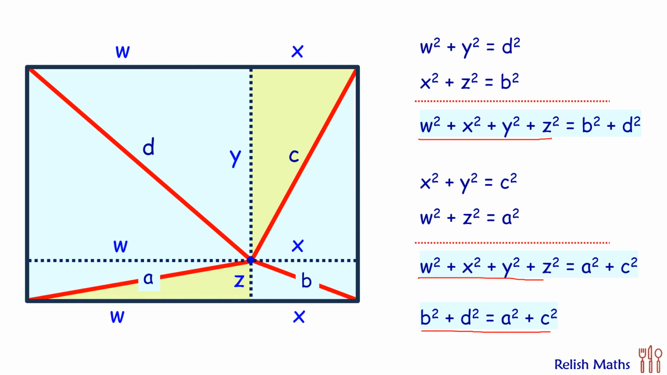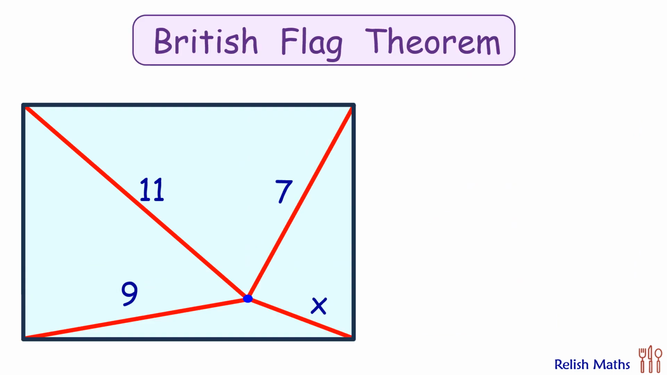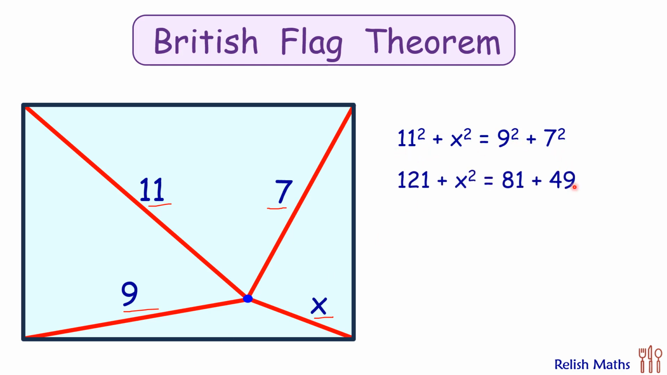So let's solve our original question. Instead of B we have 11 and D we have X, A and C instead of that we have 9 and 7. So putting the values, we get 11 square plus X square is 9 square plus 7 square. 11 square is 121 plus X square is 81 plus 49. Solving it, X square is 9 and thus X is 3 centimeter, and that's our answer.